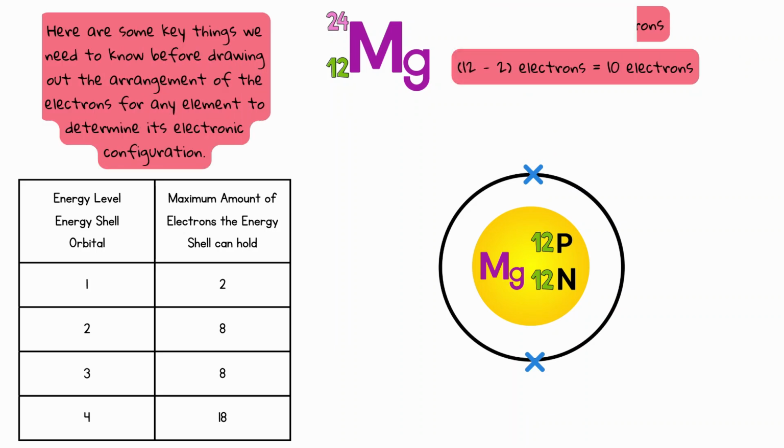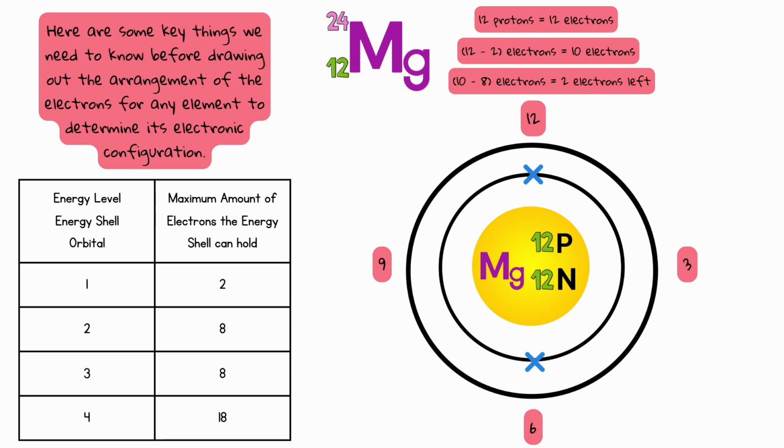So now we're moving on to the second energy level, and we see that from our calculations, we have 10 more electrons to play with. The second energy level, according to the table, can only hold a maximum of 8. We definitely have 8 electrons that we can fit into that second energy level.